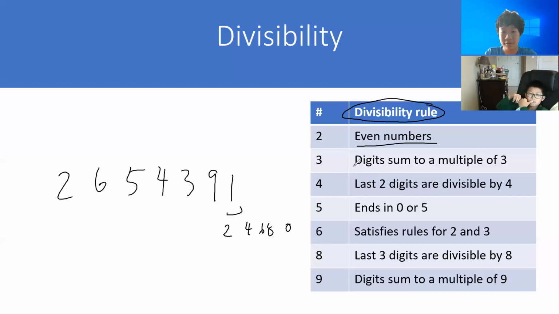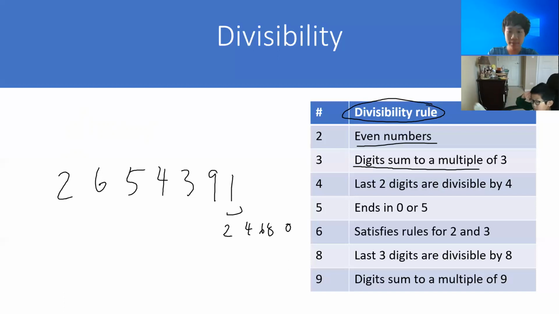For 3, this one's really cool. If the digits sum to a multiple of 3, the whole number is divisible by 3. This means that if I add all these digits together, 2 plus 6 plus 5 plus 4 plus 3 plus 9 plus 1, and they add up to a multiple of 3, then the whole number is a multiple of 3, or divisible by 3.